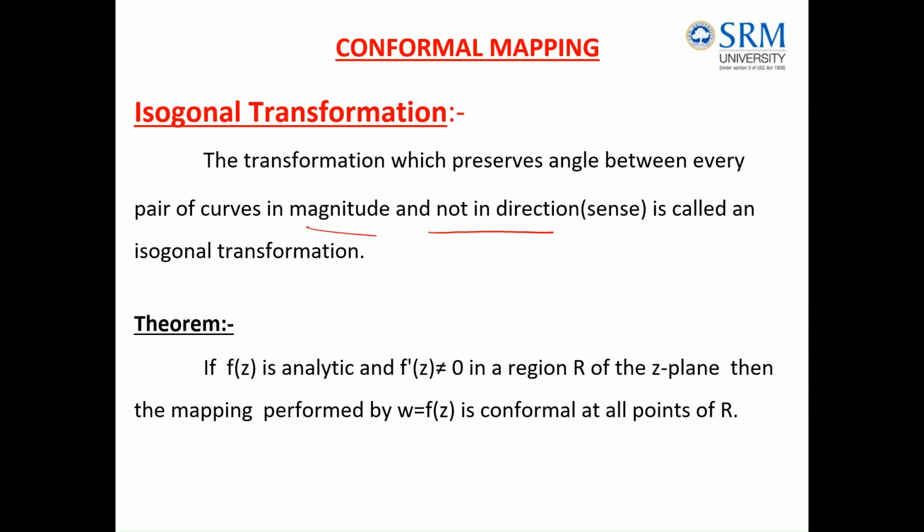Next comes the theorem based on conformal mapping. If f of z is analytic and f dash of z is not equal to 0 in the region R of the z plane, then the mapping performed by W equal to f of z is conformal at all the points in R. This is an important theorem to understand: the derivative of f of z not equal to 0 implies the mapping is conformal.